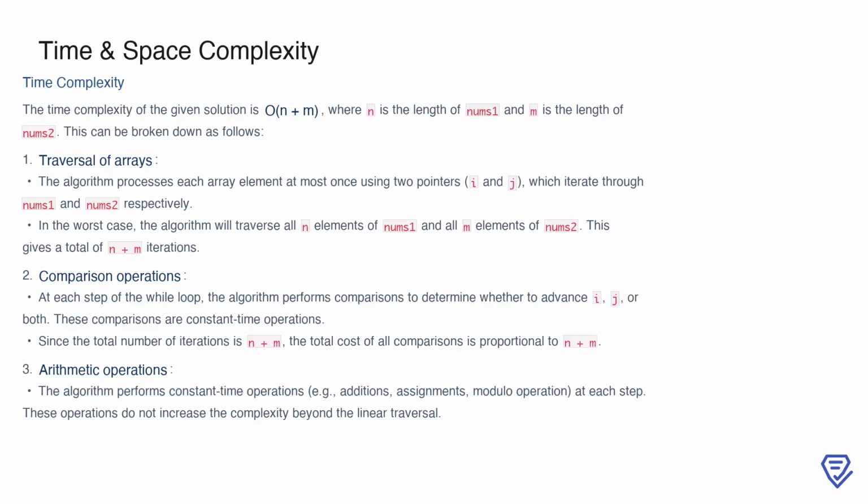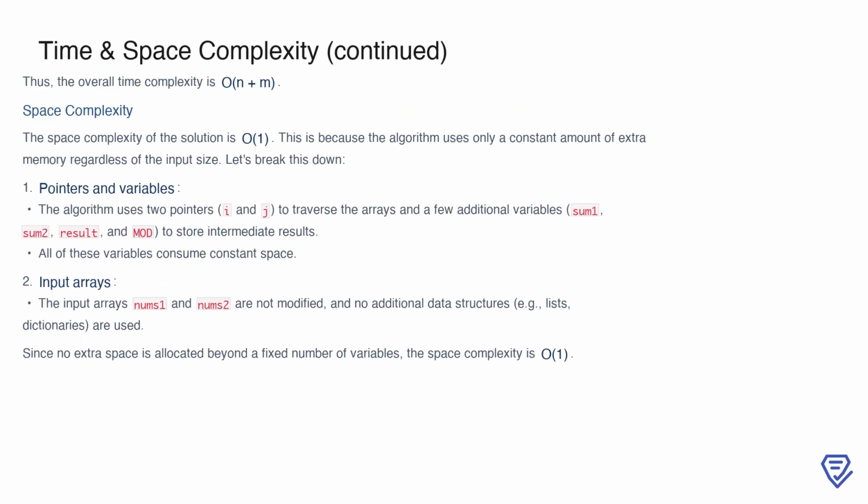During these iterations, the algorithm performs constant time comparison operations to decide whether to advance a pointer or handle an intersection. Since these comparisons happen once per iteration, their total cost also scales linearly with n plus m. Additionally, the arithmetic operations, such as additions and assignments, are constant time and do not contribute further to the overall complexity. This systematic traversal ensures that the time complexity remains linear, proportional to the total number of elements in both arrays. With all operations bounded by the traversal of the arrays, the overall time complexity is O(n + m).